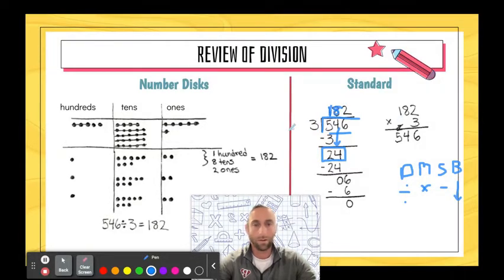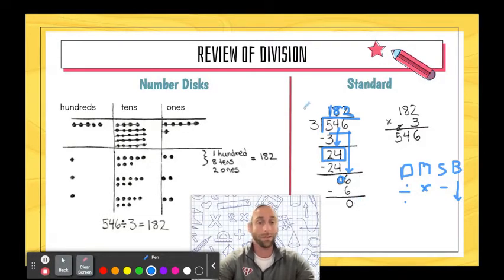Beautiful. 3 times 8 is 24. 24 minus 24 is 0. And lastly, that's the third subtraction step, bring down the 6. How many times does 3 go into 6? 3, 6. Oh, perfect. 3 goes into 6 2 times. 3 times 2 is 6. 6 minus 6 is 0. There is nothing remaining at all.